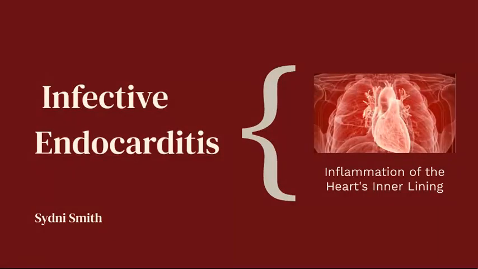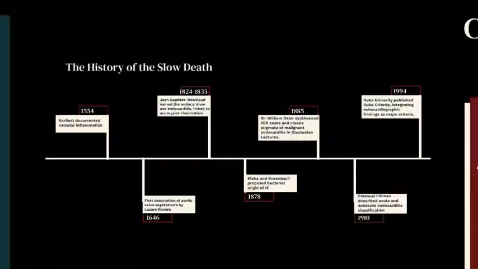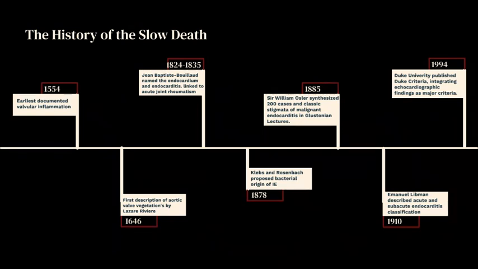My chosen disease was infective endocarditis. Also known as a slow death, the first earliest documented valvular inflammation was in 1554. And then there was a description of aortic valve vegetations by Lazare Riviere in 1646. In the time period of 1824 to 1835, Jean Baptiste named the endocardium and endocarditis, linking it to acute joint rheumatism.